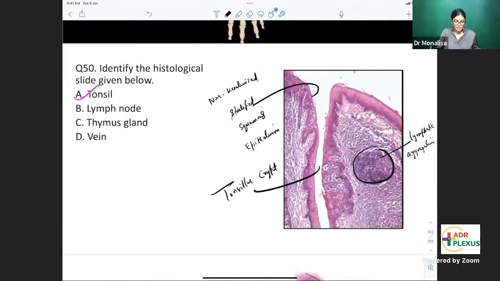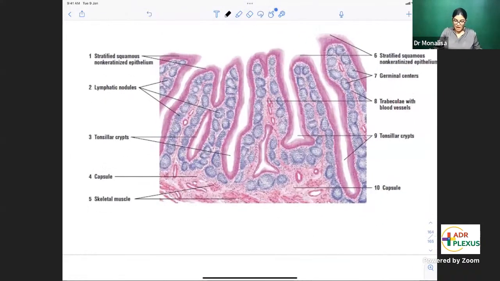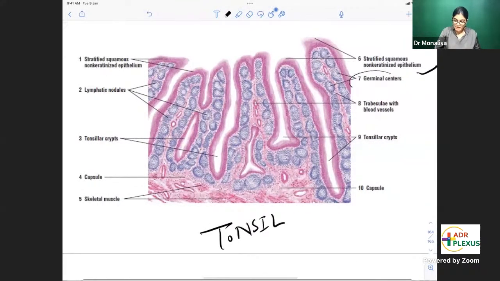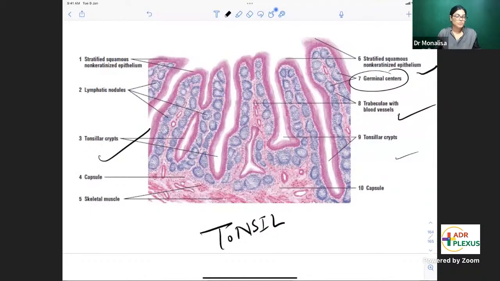a slide of tonsil. Thymus is not the right answer because there is no Hassall's corpuscle. Lymph node is not the answer because there is no subcapsular sinus. Vein is not the answer because there is no tunica intima, media and externa. So definitely tonsil is the right answer, with stratified squamous non-keratinized epithelium. This is how the tonsil slide looks: the lining epithelium is stratified squamous non-keratinized, with germinal centers, many lymphatic nodules and tonsillar crypts, and definitely this is the slide of tonsil.